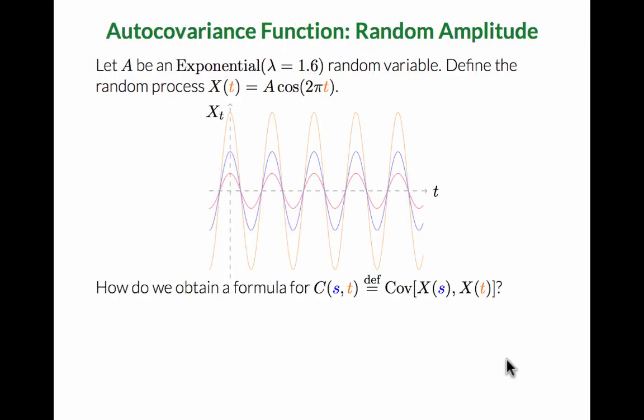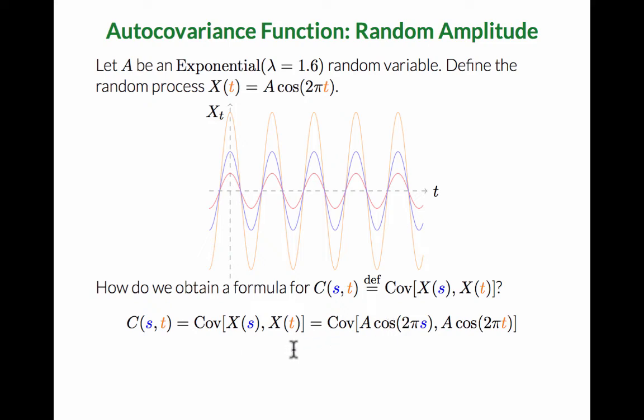Now, let's work out the autocovariance function for a random process. Let's say this random amplitude process, where we first generate A from an exponential distribution, and then obtain a random function of time as A times cosine of 2 pi t. What is the autocovariance function of this process?